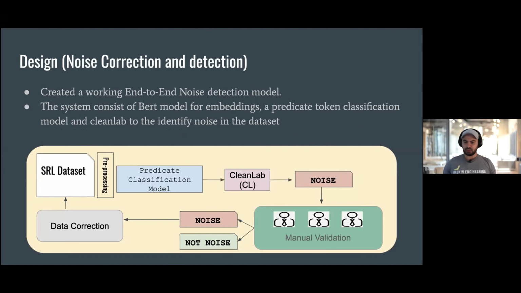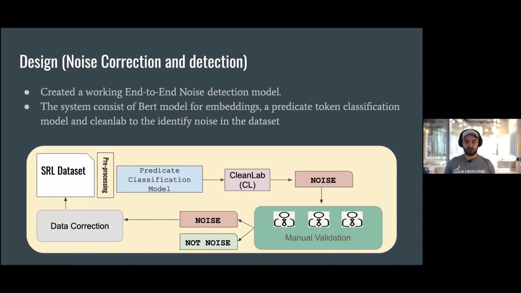So in this section, we're just gonna see our end-to-end system, how we're gonna do the whole process. This is how our end-to-end system looks like. From the top left, we start by feeding our data set, do some pre-processing, then perform some predicate classification. Then the model gets into CleanLab as one of the parameters. CleanLab will do the whole noise detection and produce the noise.